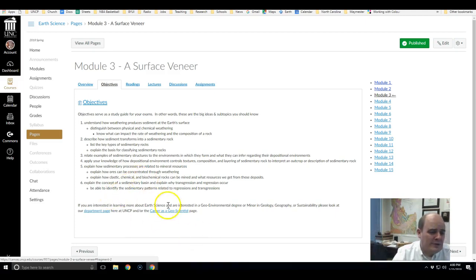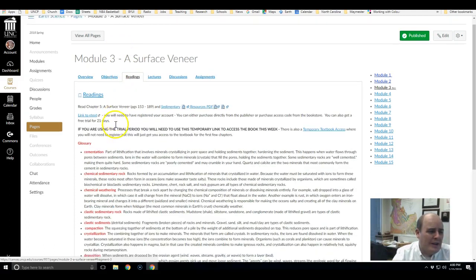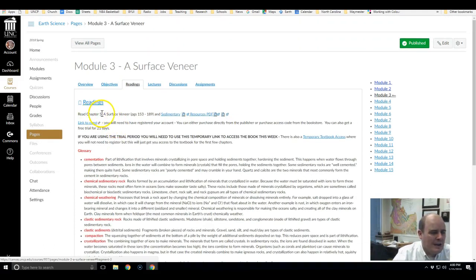So as always, if you're interested about the major, there's information there for it, but let's go on to our reading. Our reading here is going to be chapter 5, like I said, a surface veneer. And then we also have a link regarding sedimentary resources.